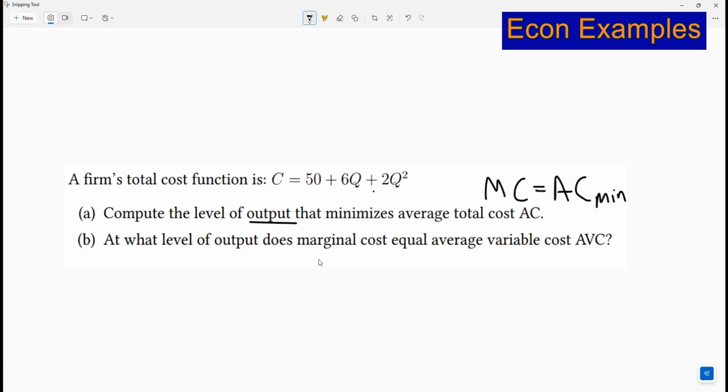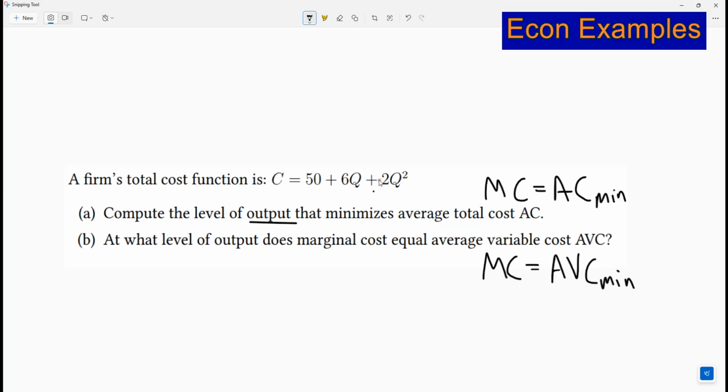If you are stuck, I'm going to solve it, but I always think giving it a shot on your own is a great idea. At what level does marginal cost equal the average variable cost? Well, same deal. It'll be marginal cost equals average variable cost's minimum. So we can set those equal to each other.